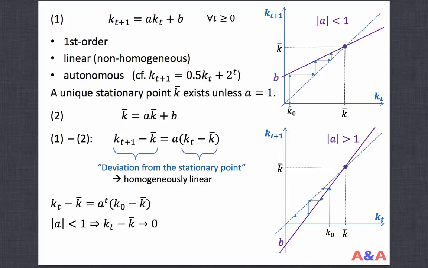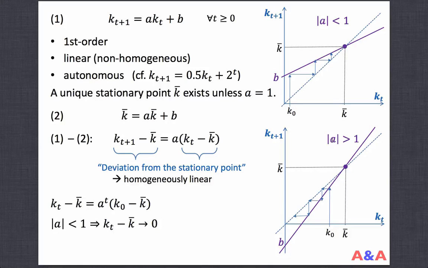Suppose the system starts with this value, k_0. If k_0 is here, then k_1 is here, according to this line. So k_1 would be around here. If k_1 is here, then according to this line, k_2 will be around here. Because this is the 45-degree line, this means that k_2 is around here. And then k_3, k_4, you can visually see that k_t will converge to k-bar.